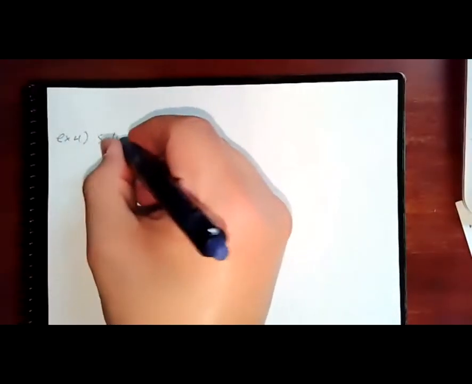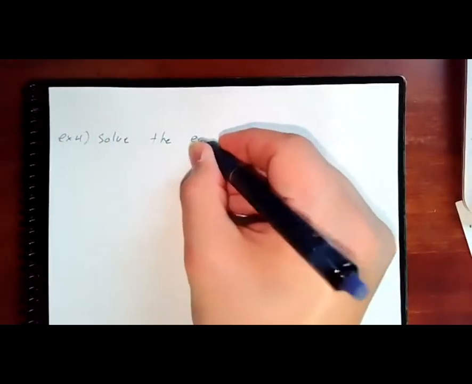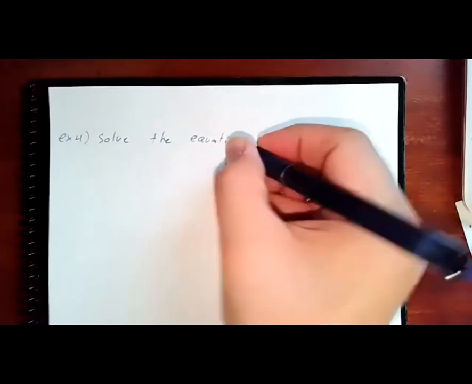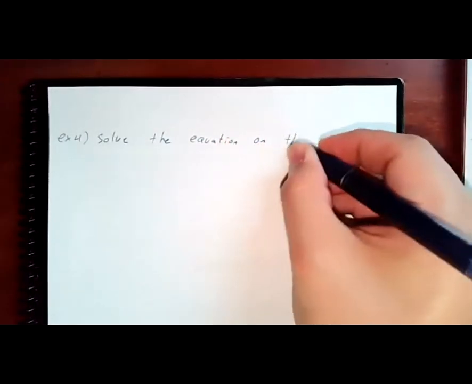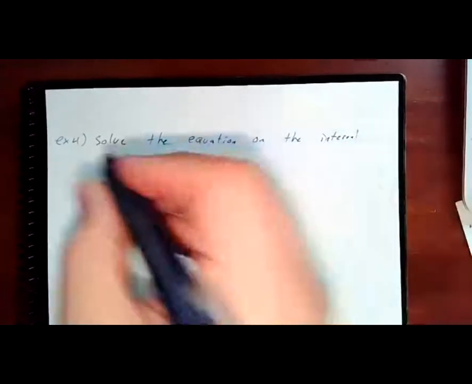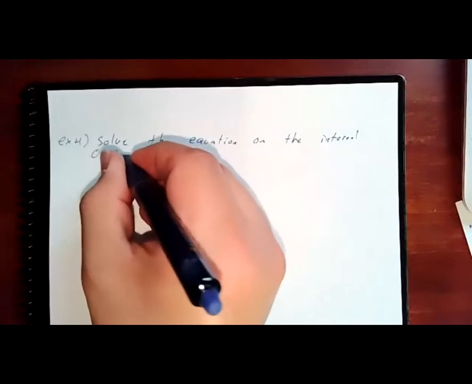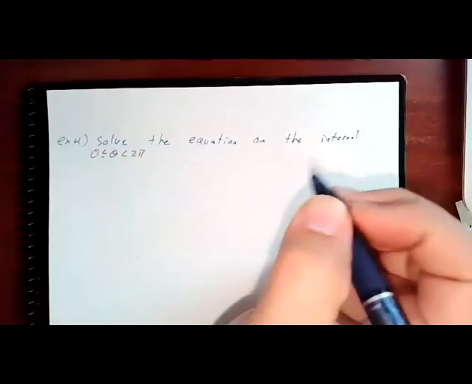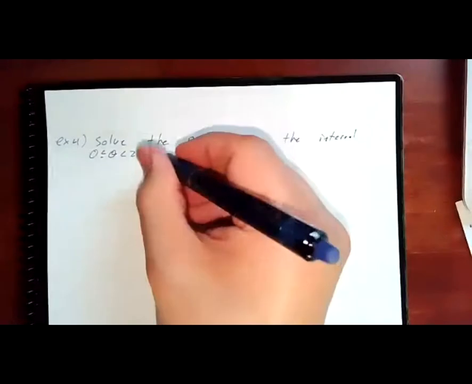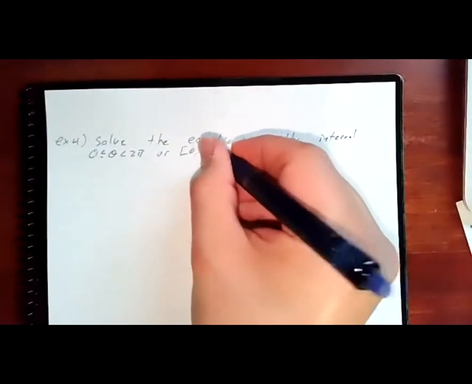So example 4, I'll show you what I mean. Solve the equation on the interval 0 is less than theta, less than 2 pi, which means the same as bracket 0, 2 pi parentheses.